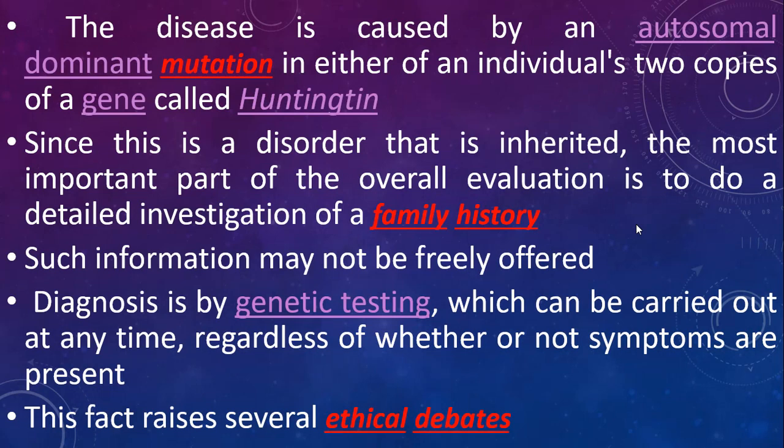Autosomal, i.e., there is no difference between male and female presentation. Dominant, i.e., there are no carrier cases. Again, the disease is caused by an autosomal dominant mutation in either of an individual's two copies of genes called Huntington genes. Since this is a disorder that is inherited, the most important part of overall evaluation is to do a detailed investigation of the family history.